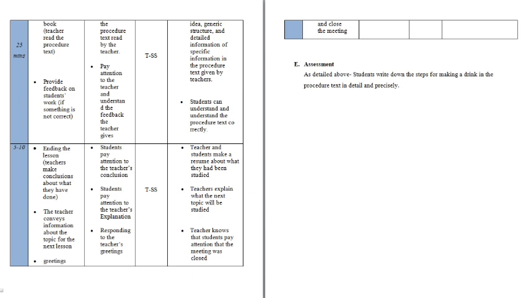And the last procedure, the teacher ending the lesson. Teachers make a conclusion about what they have done. Teachers and students make a summary about what they have studied. The teacher conveys information about the topic for the next lesson. Teachers explain what the next topic will be. Greetings and close the meeting. Teachers know that students pay attention until the meeting is closed.